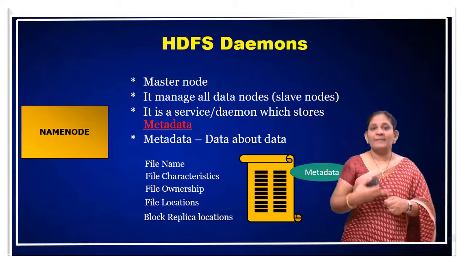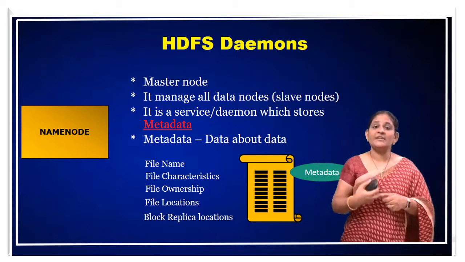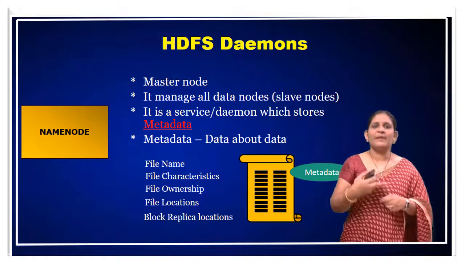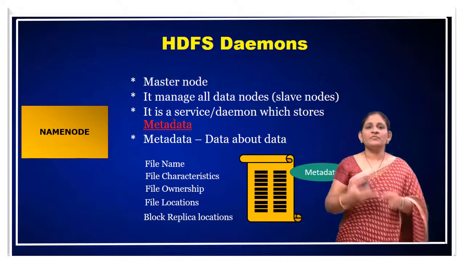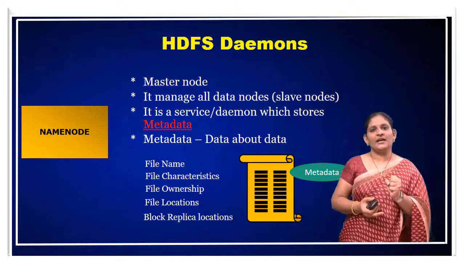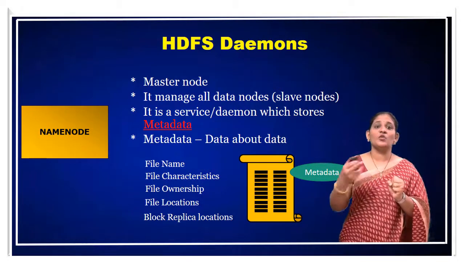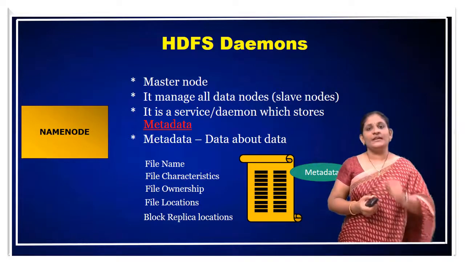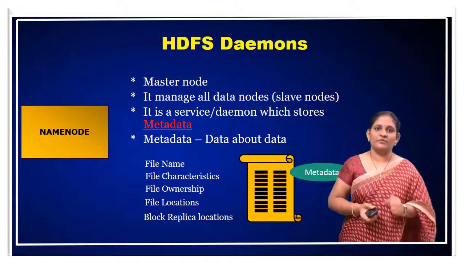We are calling it metadata. Metadata is maintained by the name node. Put it in your mind. Metadata is maintained by the name node. The major role of the name node is to store the metadata. This data describes the original data. The original data is stored in the data nodes, that is, in the slave nodes.